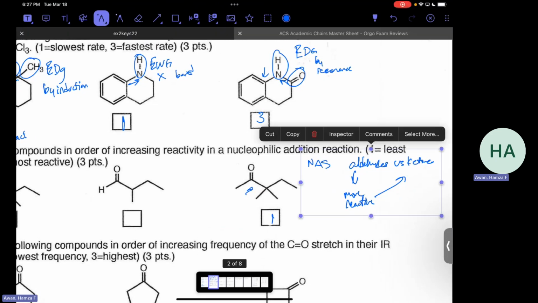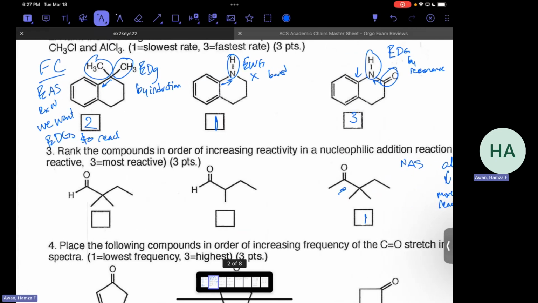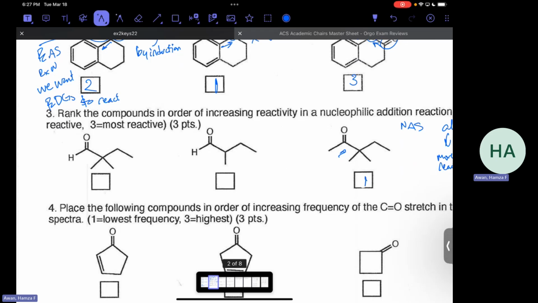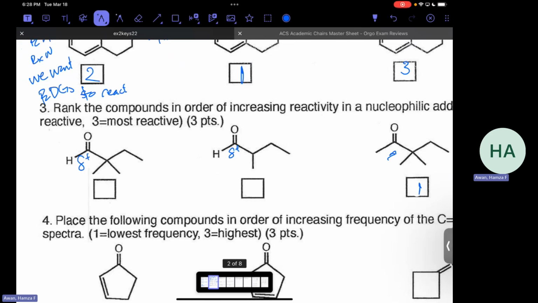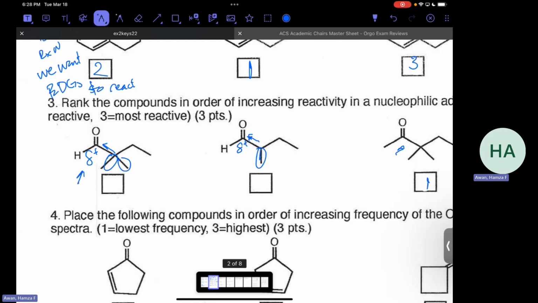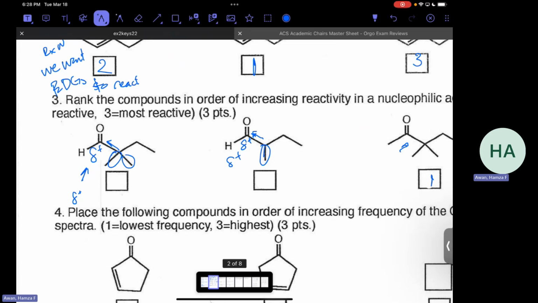Now, for the second part, you can look at two things. I'll look at dipole induction first, and then steric hindrance right after. Whenever we have an NAS, we want a partially positive carbon. Both of these carbons are partially positive, but one of them is getting electrons donated twice as much. This one has only one methyl group as an EDG, versus this one having two methyl groups as electron donating groups. That makes the carbon with two methyls slightly less partially positive. Because we want a more partially positive carbon, this is our second most reactive, and this is our third most reactive.